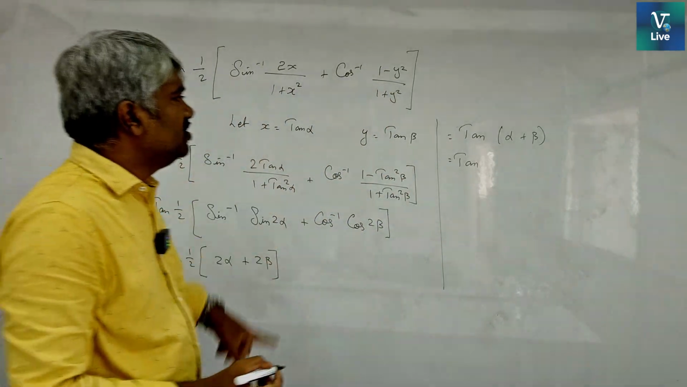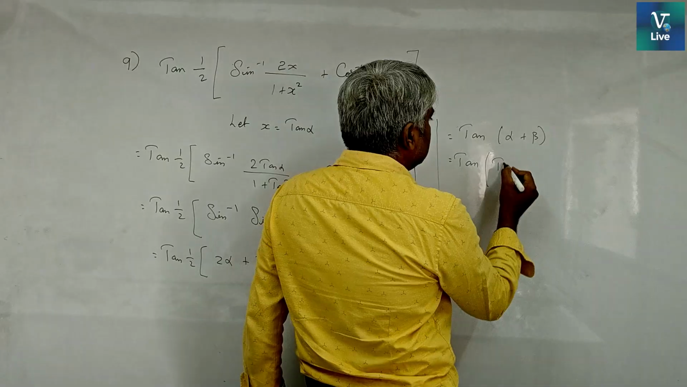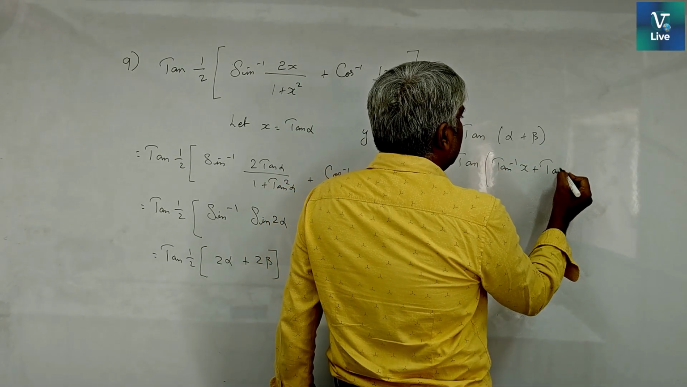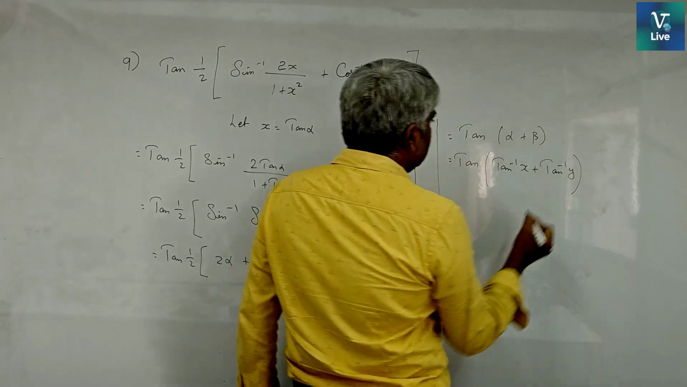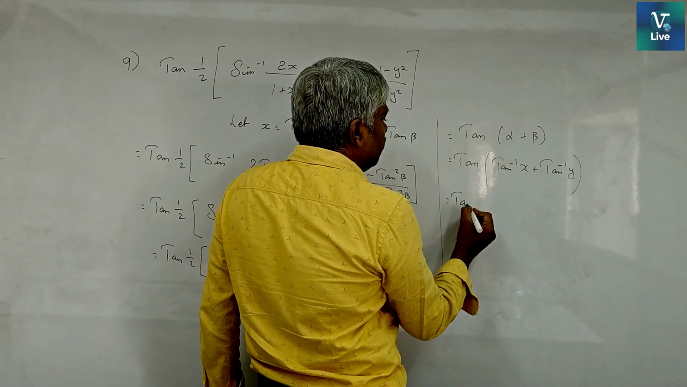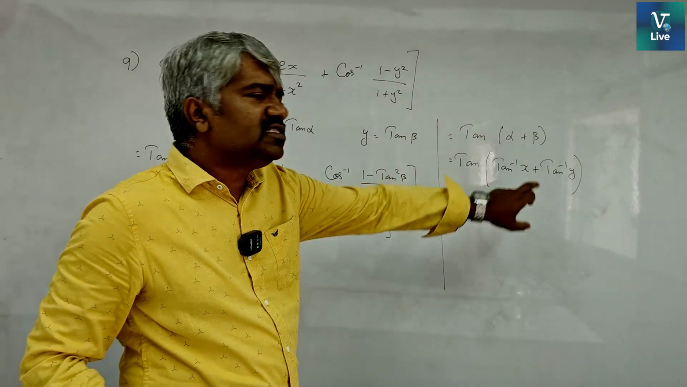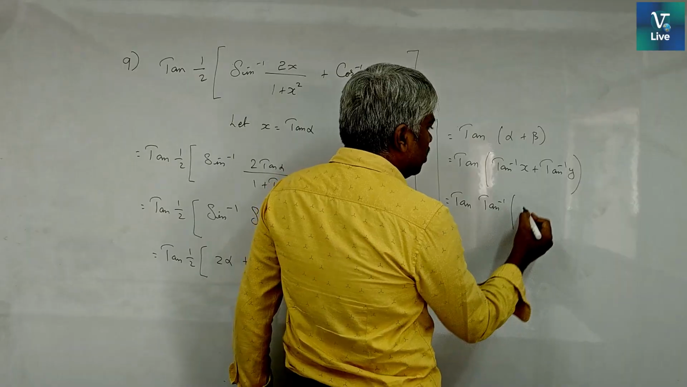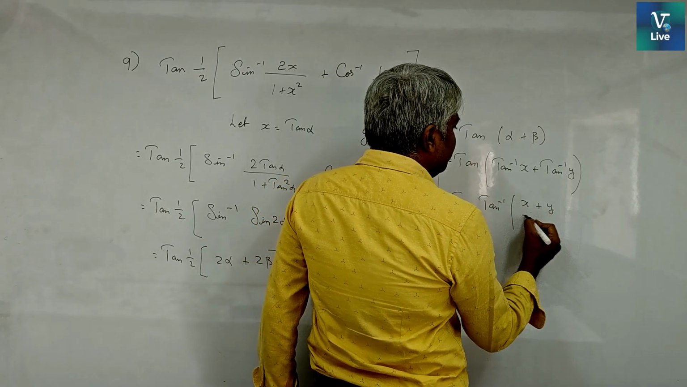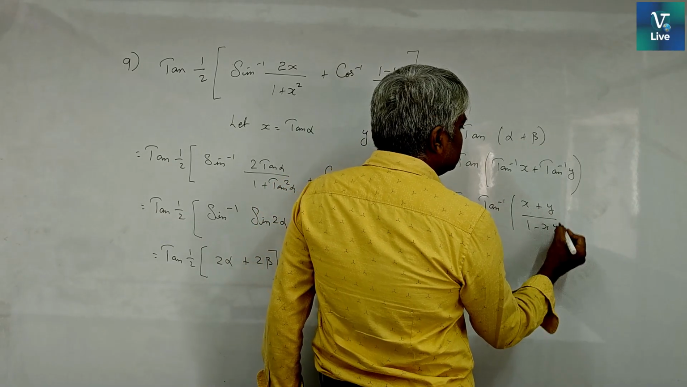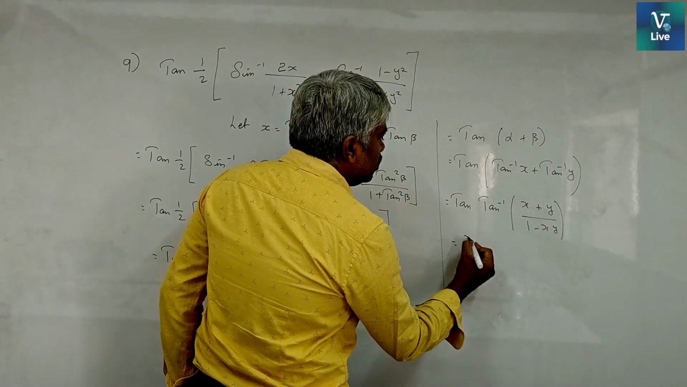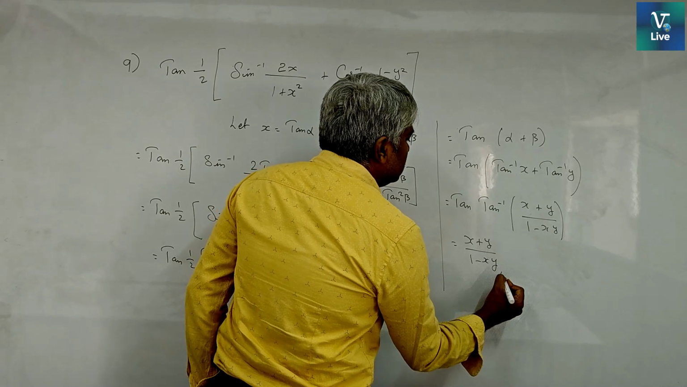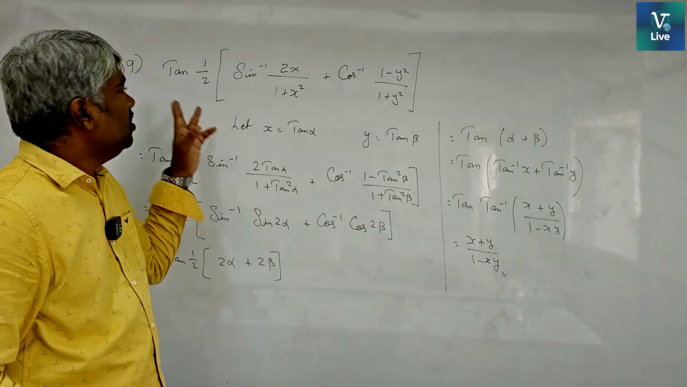Alpha equal to tan inverse of x, beta equal to tan inverse of y. So this is of the form tan inverse of A plus tan inverse of B. What is tan inverse of A plus tan inverse of B? It is tan inverse of A plus B by 1 minus AB. So tan and tan inverse cancel, giving x plus y by 1 minus xy. This is the solution for the given problem.